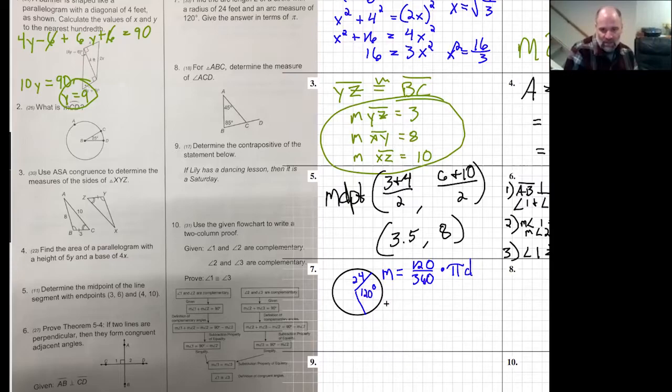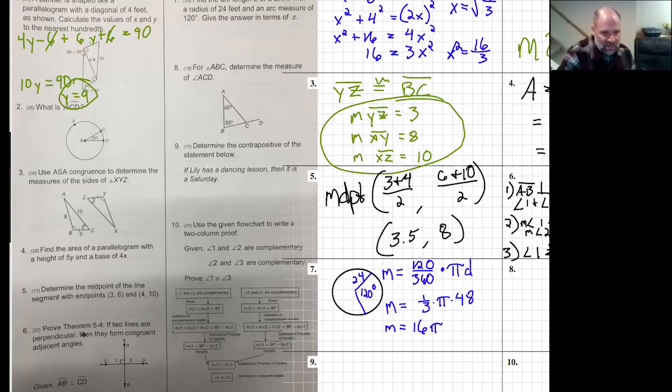Okay, so I'm going to rewrite it. Length equals 1/3 pi times 48, right? Because if the radius is 24, the diameter is 48. So I'm going to multiply the 1/3 and 48. That's 16. So the length equals 16 pi. If you want to multiply that out, you can. I think it's 50.24, to get a rough answer.